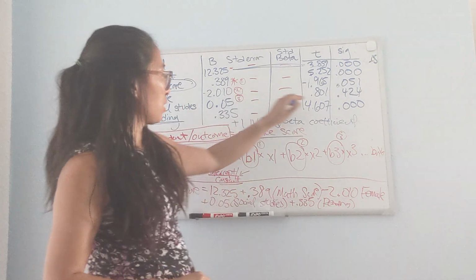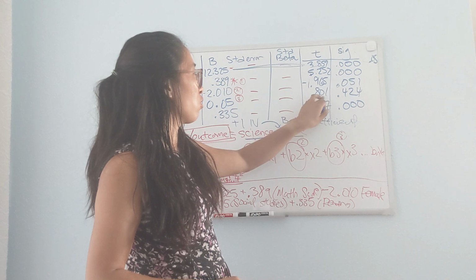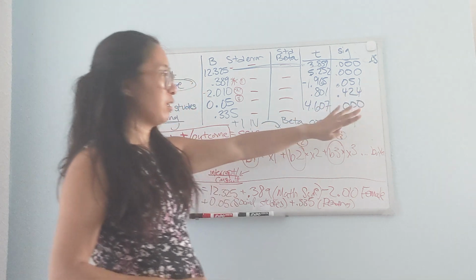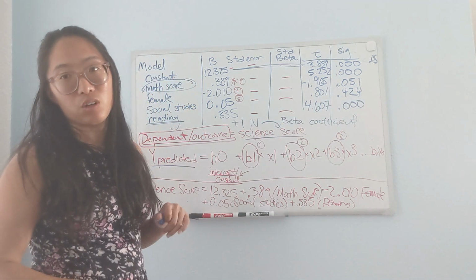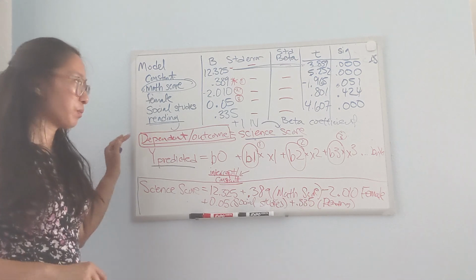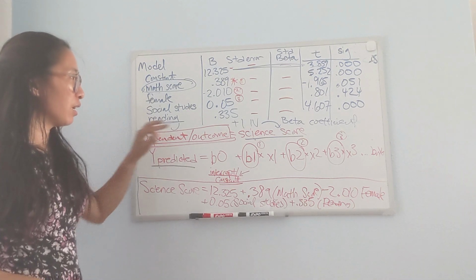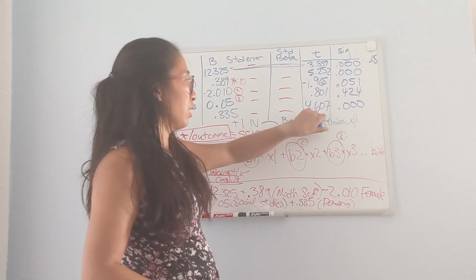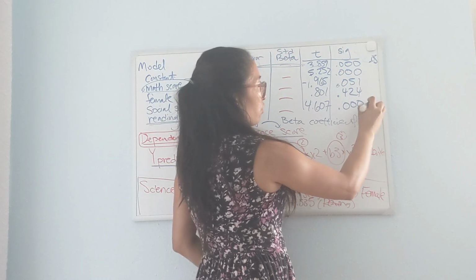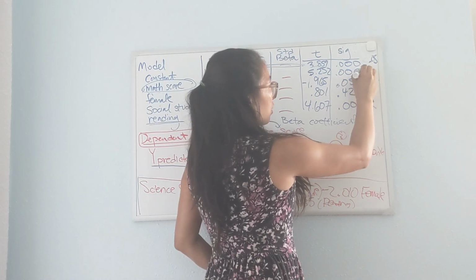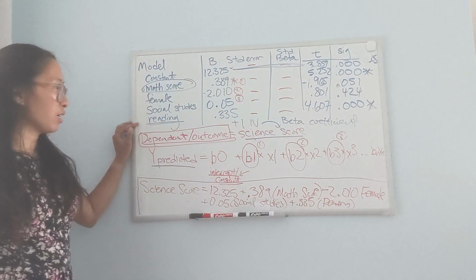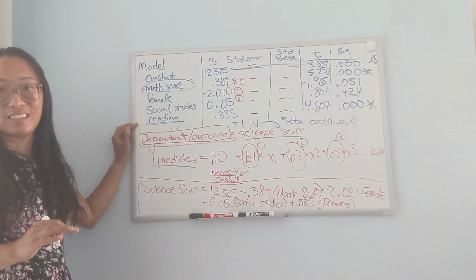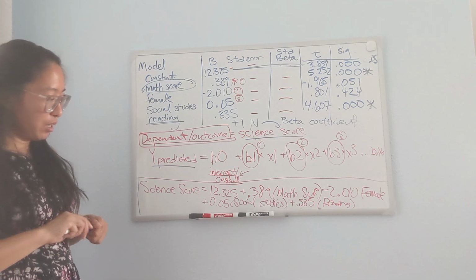Then we go down to social studies. The t-value is 0.801. The p-value is 0.424, so that is not significant. So I wouldn't consider that a predictor of science score, our dependent variable. Then finally we have reading. The t-value is 4.607, and that's highly significant. So that means reading is a significant predictor of science score. Okay, so that's how you use that table.